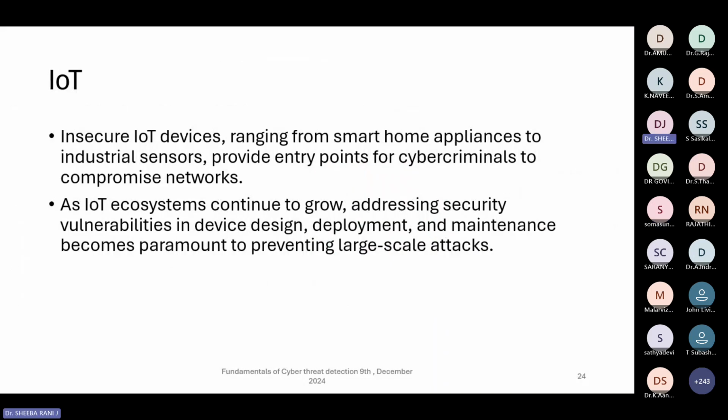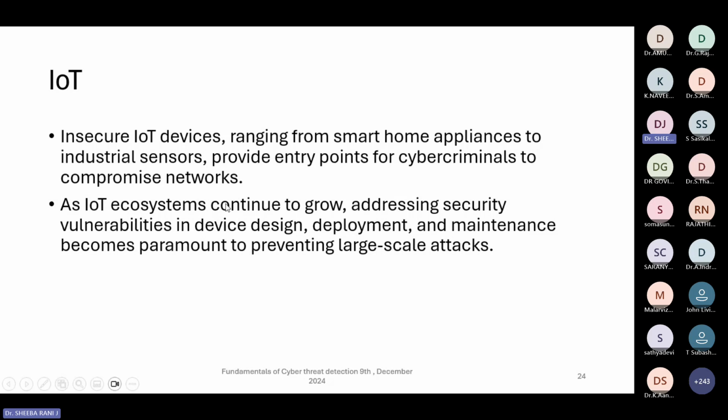So next is IoT attacks. IoT is also one type of cyber crime threat, right? Cyber threat: insecure IoT devices. This is the main thing because we are using many IoT devices, but we are not sure whether they are secured or insecure. So that also attracts cyber criminals.